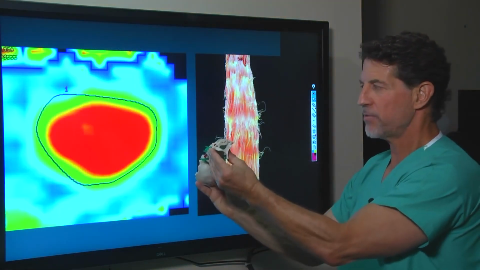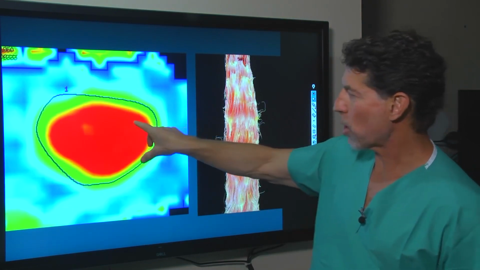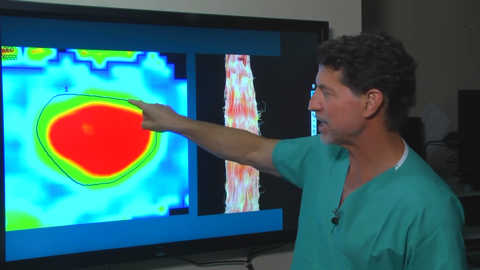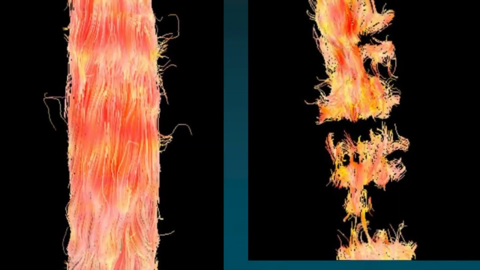This is an end-on view. And when we look at the nerves, a normal spinal cord is going to be completely red. That shows that all the water, all the tubes, all the hoses are flowing water in the same direction. So this is an example of a normal spinal cord, and this is what a spinal cord looks like when it's damaged.